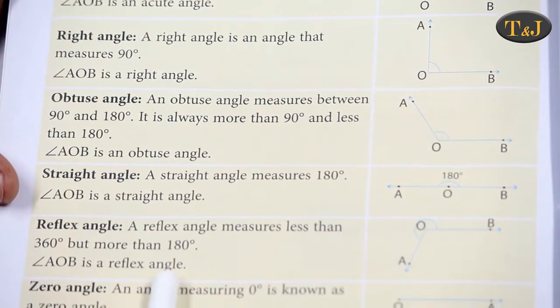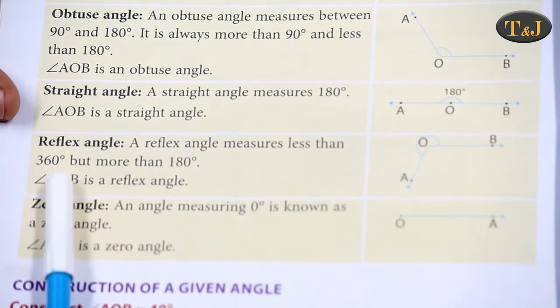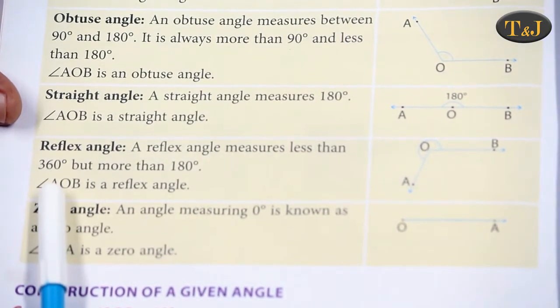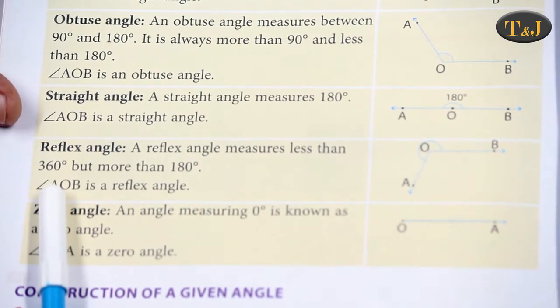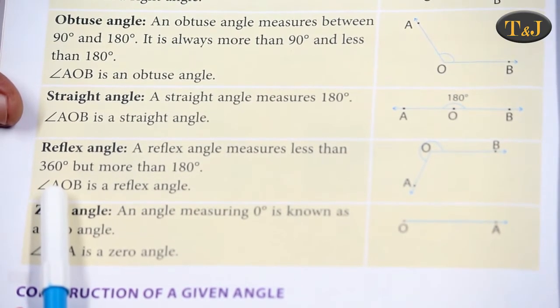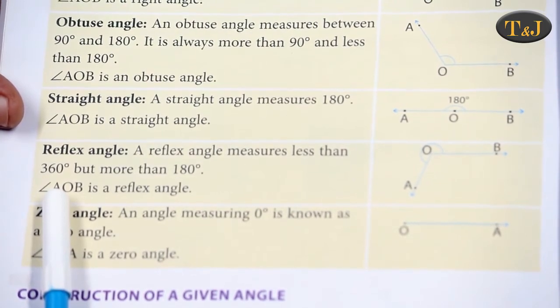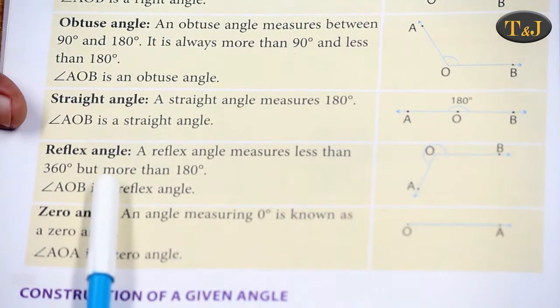Next is reflex angle. Reflex angle means greater than 180 but less than 360. Suppose the angle is 240. 240 is less than 360 degree but more than 180 degree. So that angle is reflex angle.